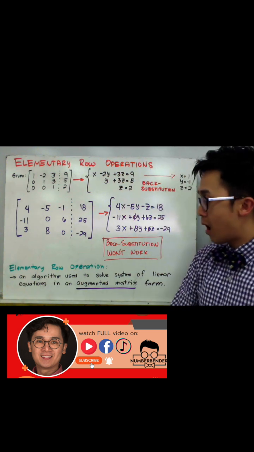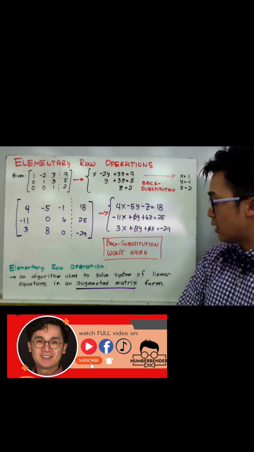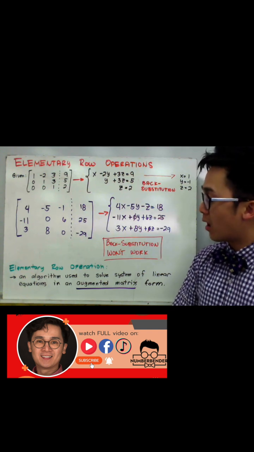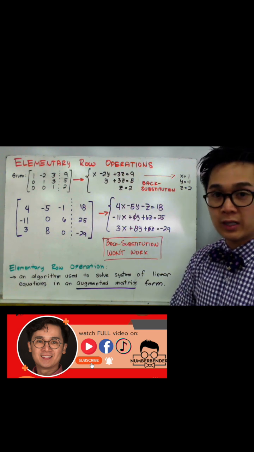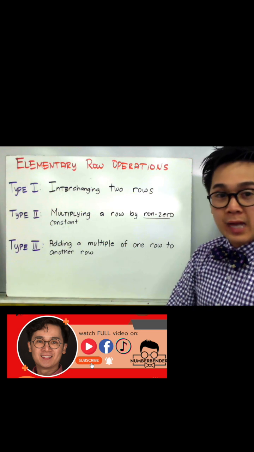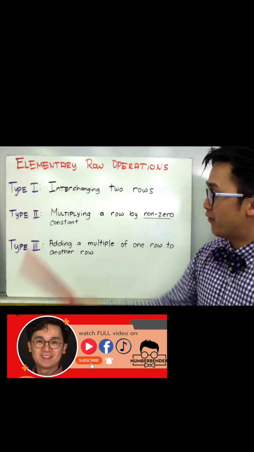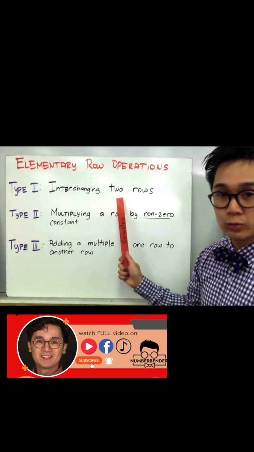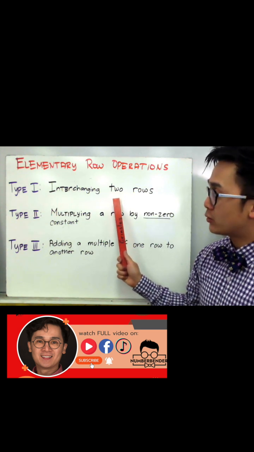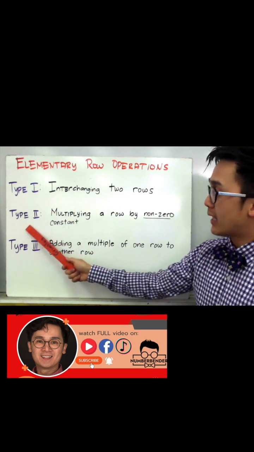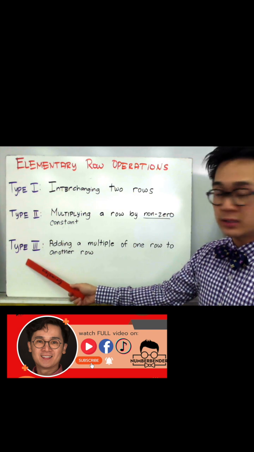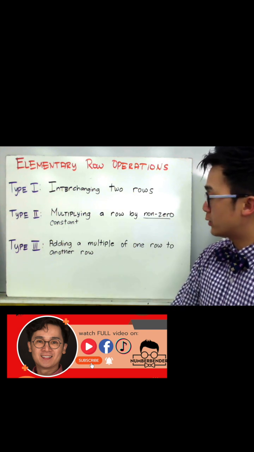Now, the elementary row operation is an algorithm used to solve systems of linear equations in an augmented matrix form. So these are the operations that we're going to learn today. We have three types of elementary row operations. The first type is interchanging two rows. So that's our first operation involving our matrix or augmented matrix. The second type of operation is multiplying a row by a non-zero constant. And the third type is adding a multiple of one row to another row.